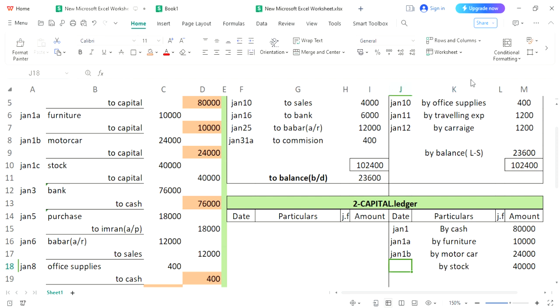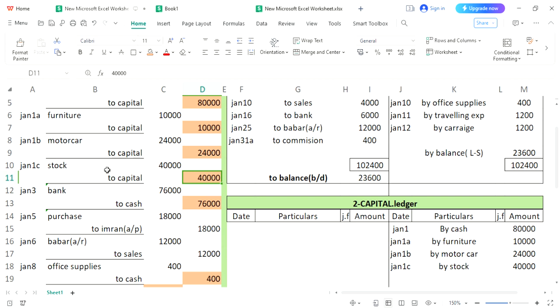It's time to see the date for 40,000. This 40,000 we have posted, and the date for this entry is January 1C. So put date over here, January 1C. Date is mentioned, reference is mentioned, amount has been posted. So this amount of capital has been posted. Entry completed. Mark it as it has been done, 40,000.